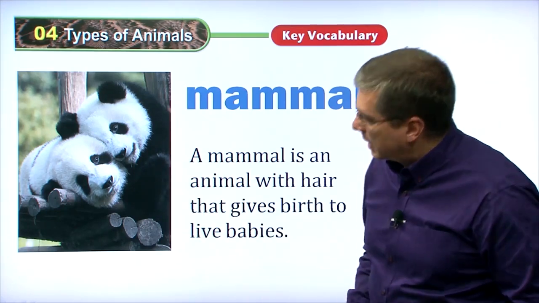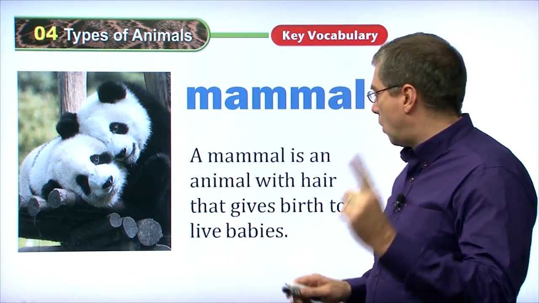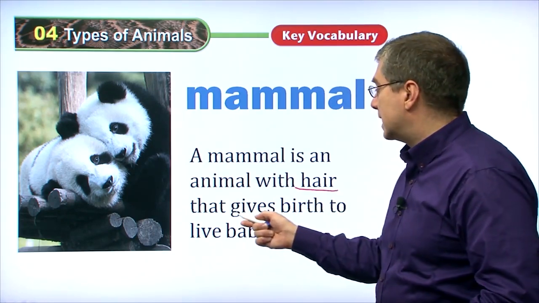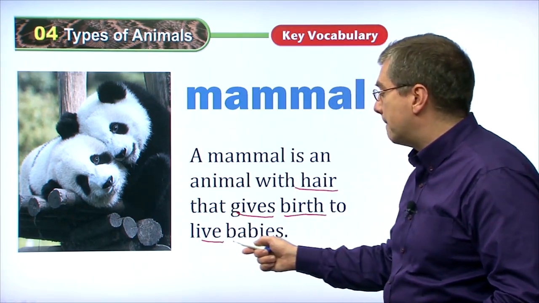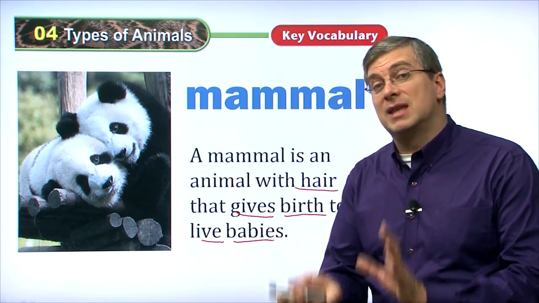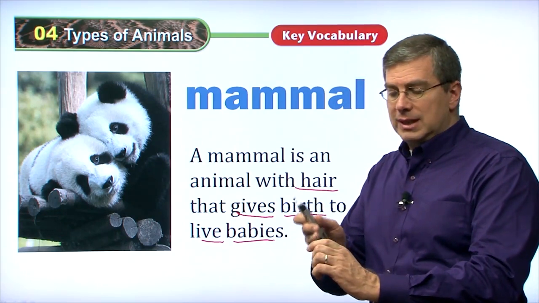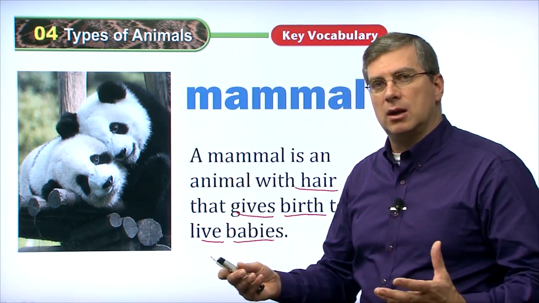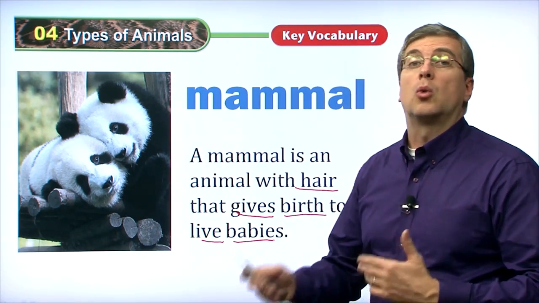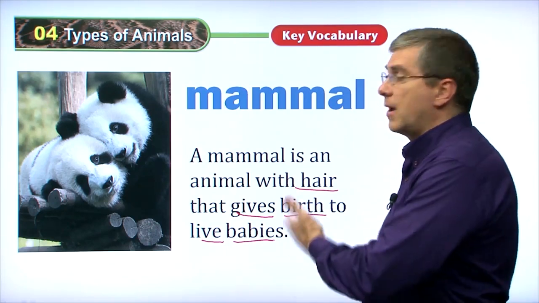Well, these two panda bears, I don't think either one of them is a baby, but a mammal has two distinctive characteristics. One, it has hair. That's the first characteristic. The second characteristic is that it gives birth to live babies. What does it mean, live babies? In other words, when a mammal gives birth, the baby is alive, it's moving. It's not like an egg. When an animal lays an egg, the animal isn't moving yet, right? It has to break out of the shell. So it's not really a live baby. Mammals give birth to live babies. The baby is moving right away after birth. So those are the two characteristics or two unique features of mammals. Okay?